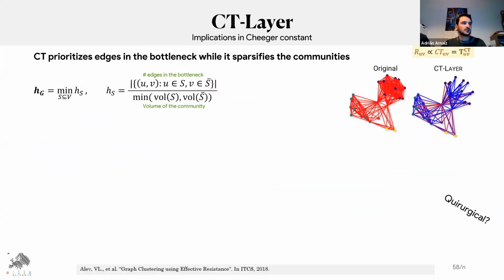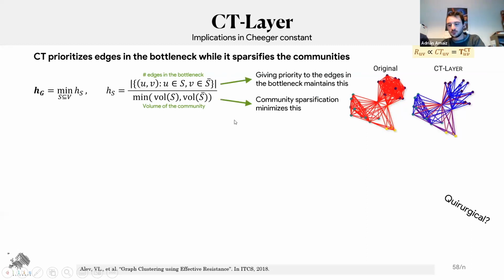Here we are going to look at the relationship between the CT layer and some important concepts, such as the Cheeger constant. We have already seen that the Cheeger constant is a problem that tries to find the minimal cut for separating two communities. In the Cheeger constant, the upper part are the edges of the bottleneck, and the lower part is the volume of the community. So what our CT layer, I mean the commute time, really does is give priority to the edges of the bottleneck. So it's going to maintain the size of this set over here, while sparsifying the communities.